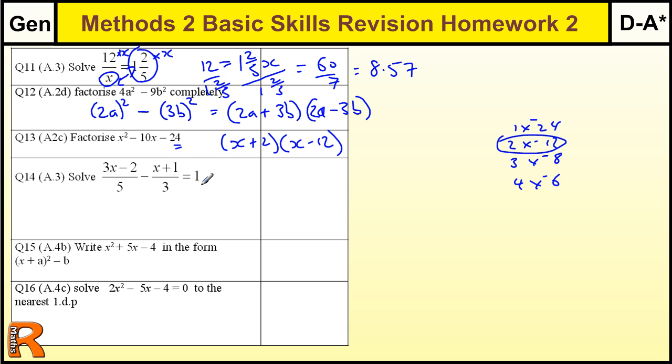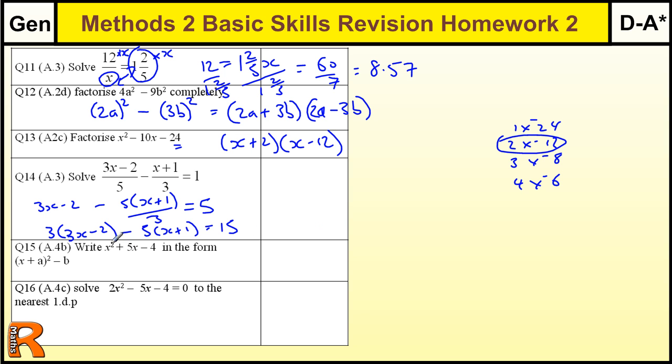Solving this equation, I think the best way to do this is to multiply through by the 5 and then by the 3 to get rid of the fractions. So if we times 3 by 5, we end up with 3x minus 2 minus 5 lots of x plus 1 all over 3, which equals 5 lots of 1. Then times 3 by the 3, we get 3 lots of 3x minus 2 minus 5 lots of x plus 1, because that 3 cancels with that 3, equals 15, because 3 times 5 is 15.